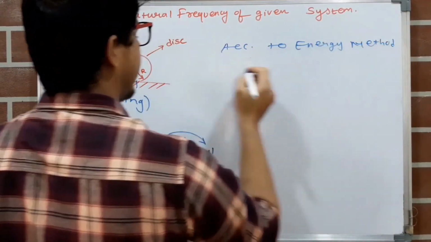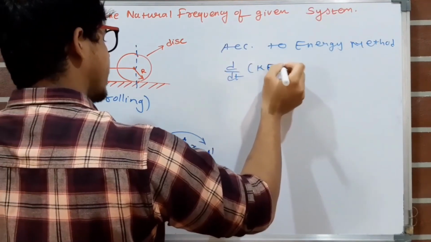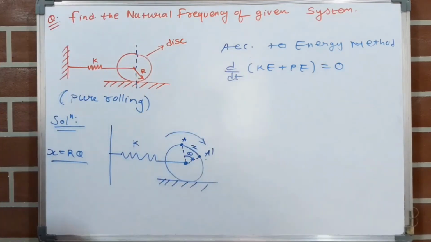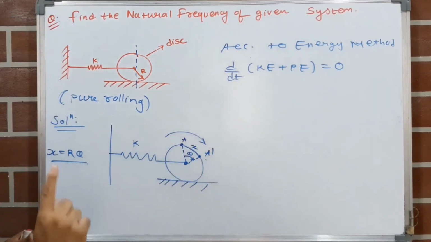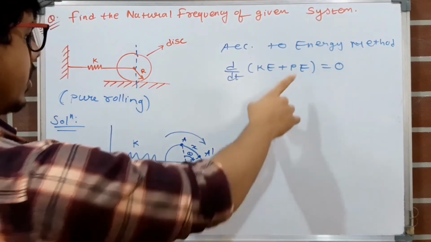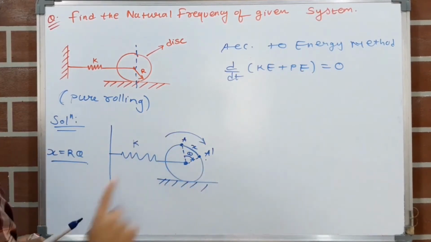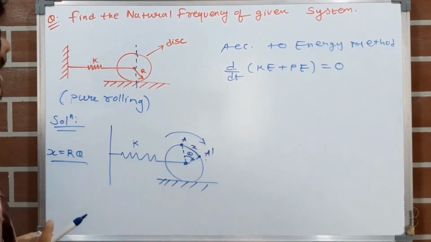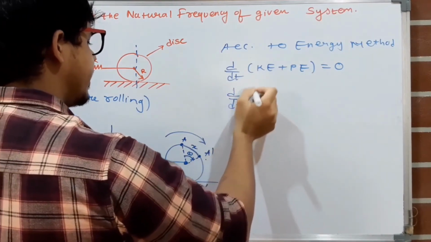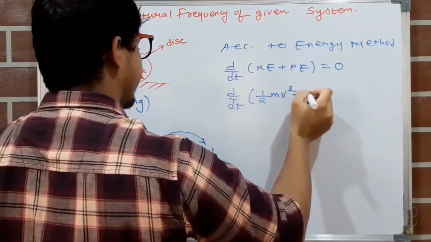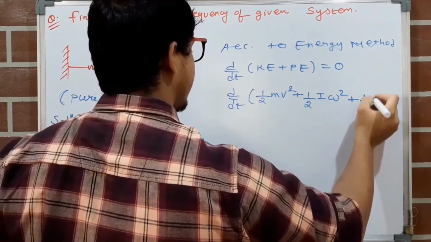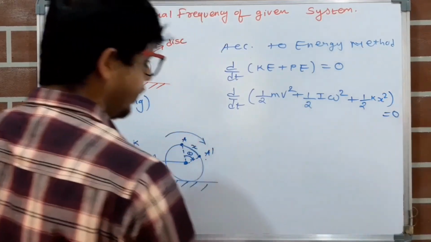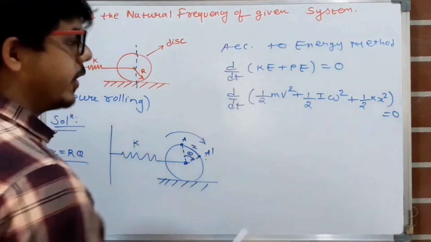energy method, I will write directly: d by dt of kinetic energy plus potential energy equals 0. Here we have two types of kinetic energy: due to the rotational motion there will be a rotational kinetic energy, and due to the linear motion of this roller there will be a linear kinetic energy. Now potential energy: we have one type, because of the deflection of the spring, which is half k into deflection square. So this will be d by dt of half m v square plus half I omega square, where omega is angular velocity, plus half k x square, which equals 0. Now we will convert the whole equation into angular form or linear form.